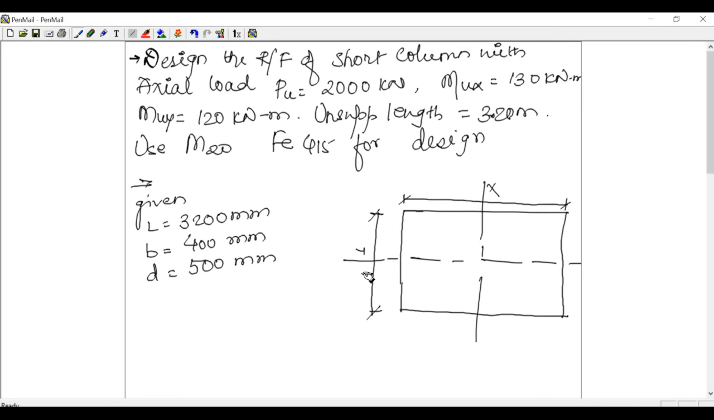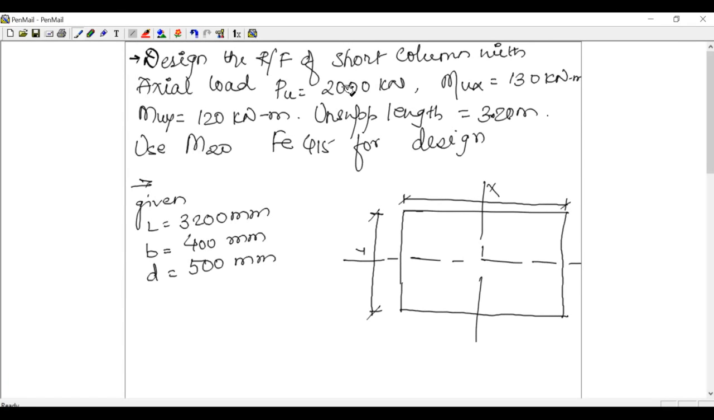Today in this lecture I'll be designing an axially loaded column with biaxial bending. In my previous lecture I designed a simple axially loaded column, with the theory behind column design and the types of column discussed in that video. In this lecture I will explain the design of a short column with axial loading plus biaxial bending.